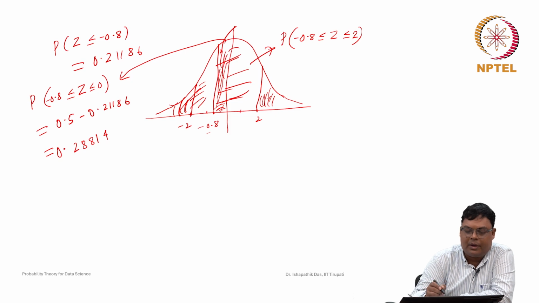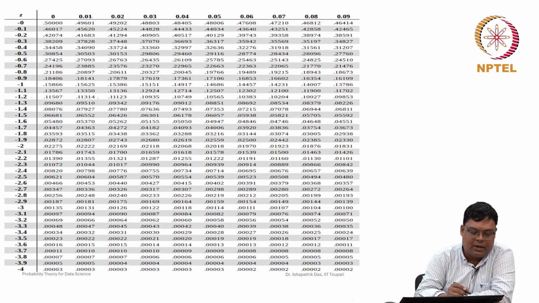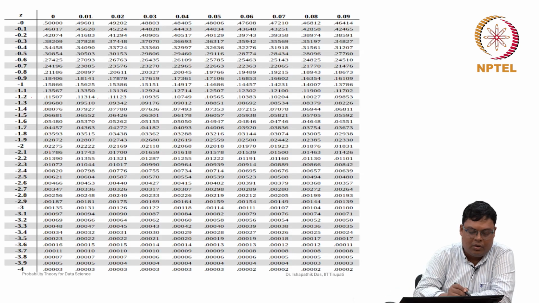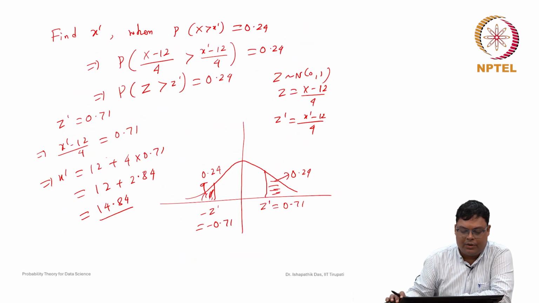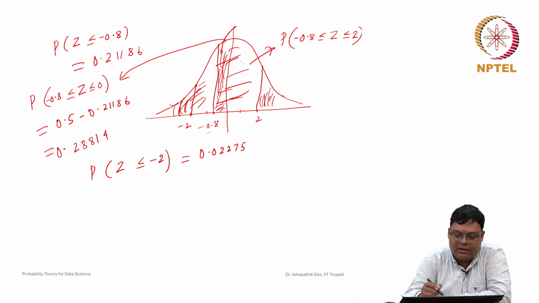0.28814, this is the probability. Now, we have to add these probabilities. First we find the probability that z is less than or equal to minus 2. We can find this probability from the table. Here you can see minus 2, this is 0.02275. So this area is the same as this area.